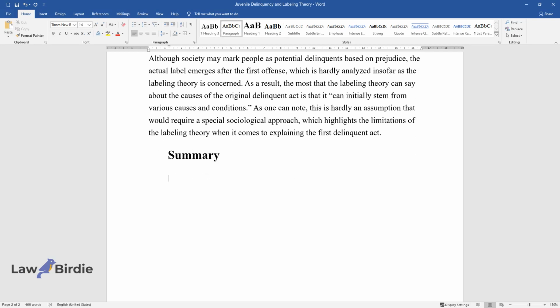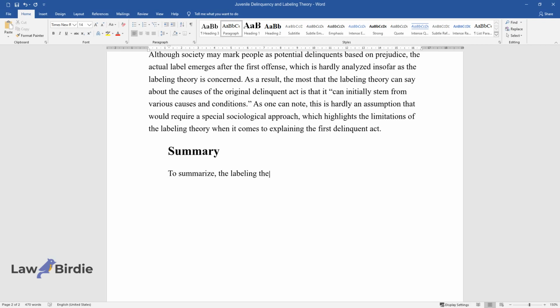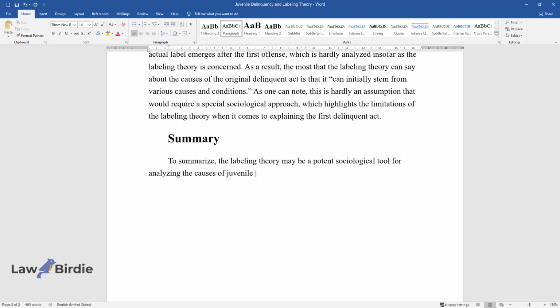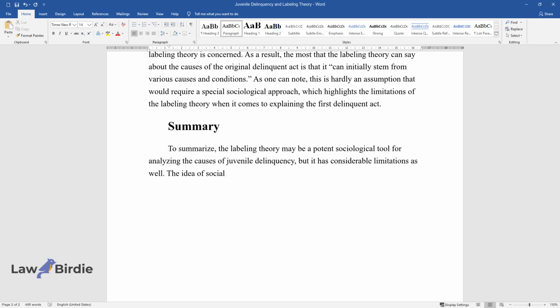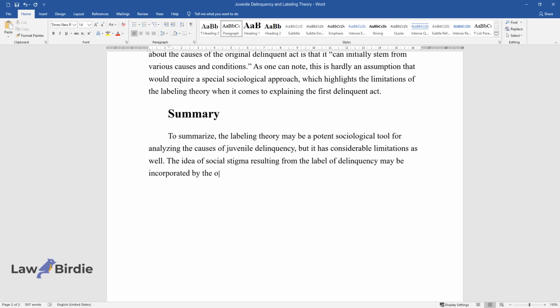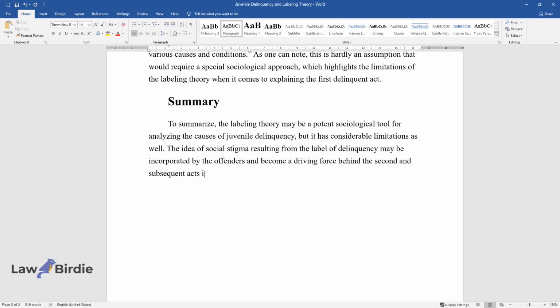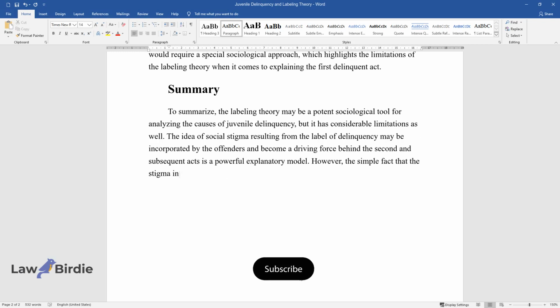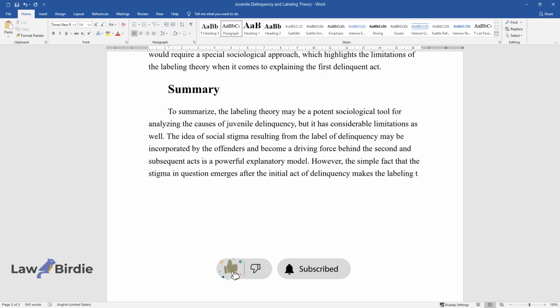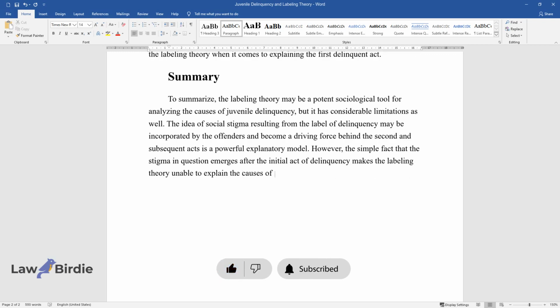Summary. To summarize, the labeling theory may be a potent sociological tool for analyzing the causes of juvenile delinquency, but it has considerable limitations as well. The idea of social stigma resulting from the label of delinquency may be incorporated by the offenders and become a driving force behind the second and subsequent acts as a powerful explanatory model. However, the simple fact that the stigma in question emerges after the initial act of delinquency makes the labeling theory unable to explain the causes of the original offense.